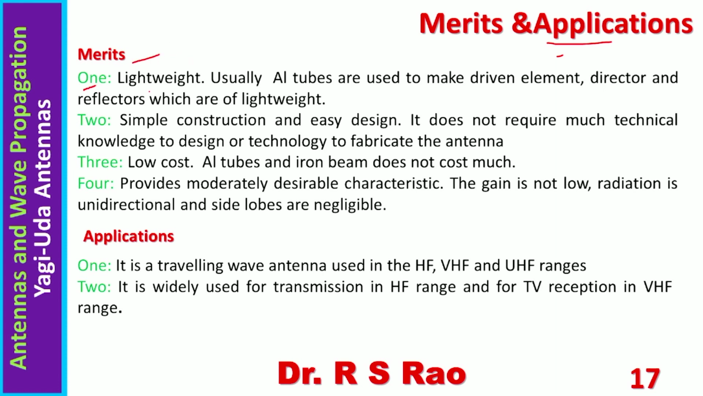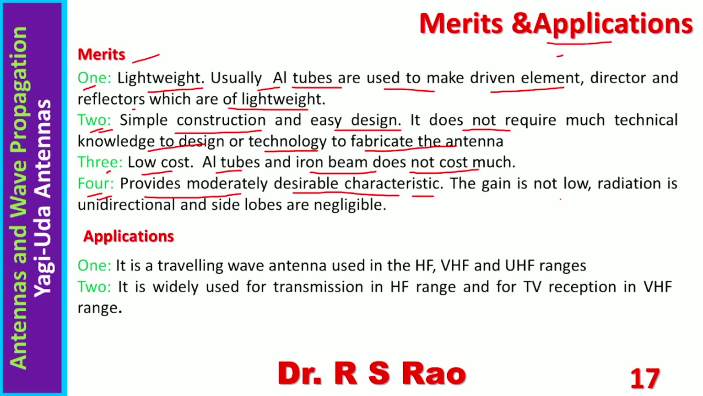We spend some time on merits, demerits, application. Merits. One, lightweight. Usually aluminum tubes are used to make driven element, directors and reflectors, which are lightweight. Two, simple construction and easy design. It does not require much technical knowledge to design or technology to fabricate the antenna. Three, low cost. Aluminum tubes and iron boom do not cost much. Four, provides moderately desirable characteristics. Gain is not low, radiation is unidirectional and side lobes are negligible.